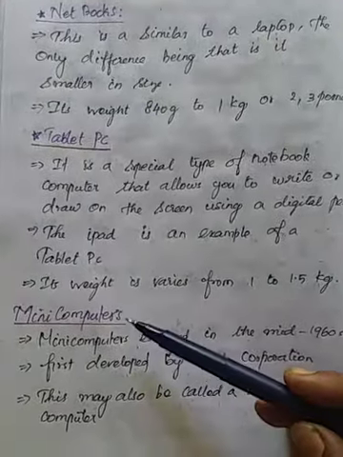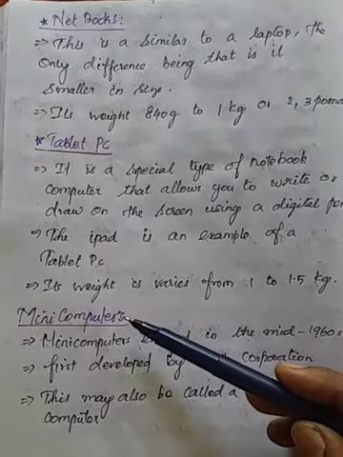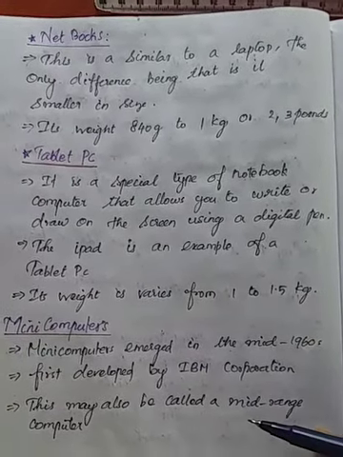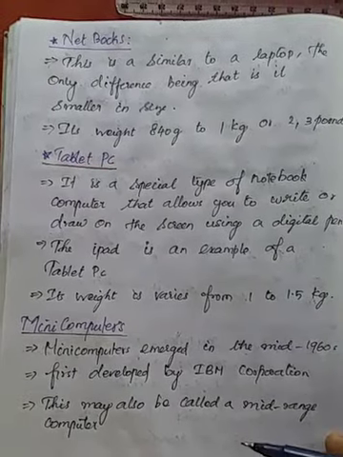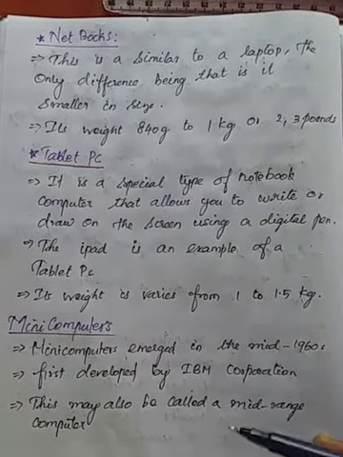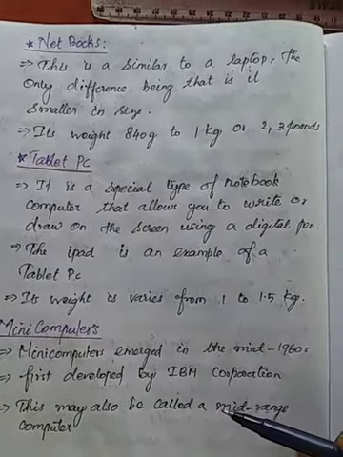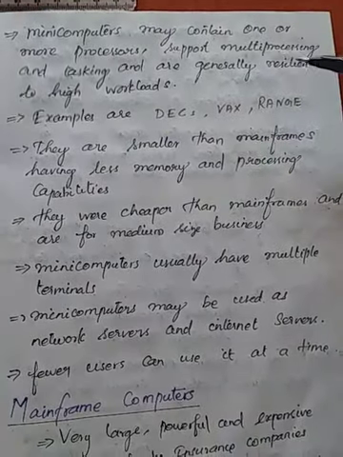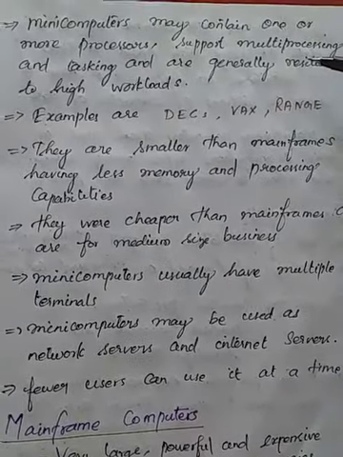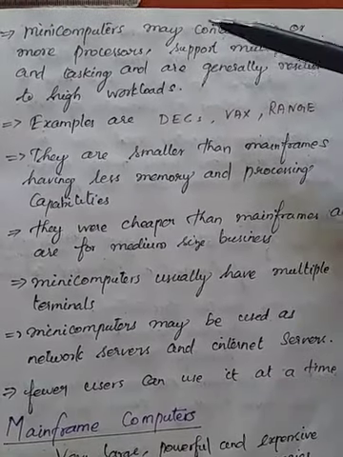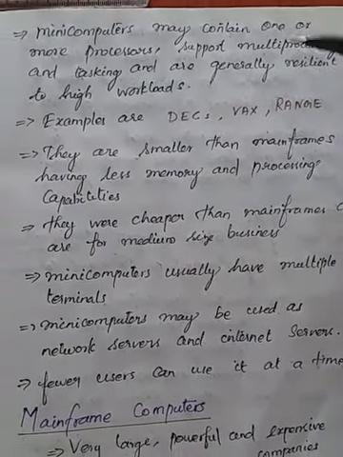The next digital computer classification is the mini computer. It came into use in the 1960s. It can also be called a mid-range computer. It is not like a mainframe computer and not like a microcomputer. It holds capabilities between the two. Here, one or more processors can be used to support multitasking and multiprocessing. Multiprocessing can be done through the number of processors in this computer.